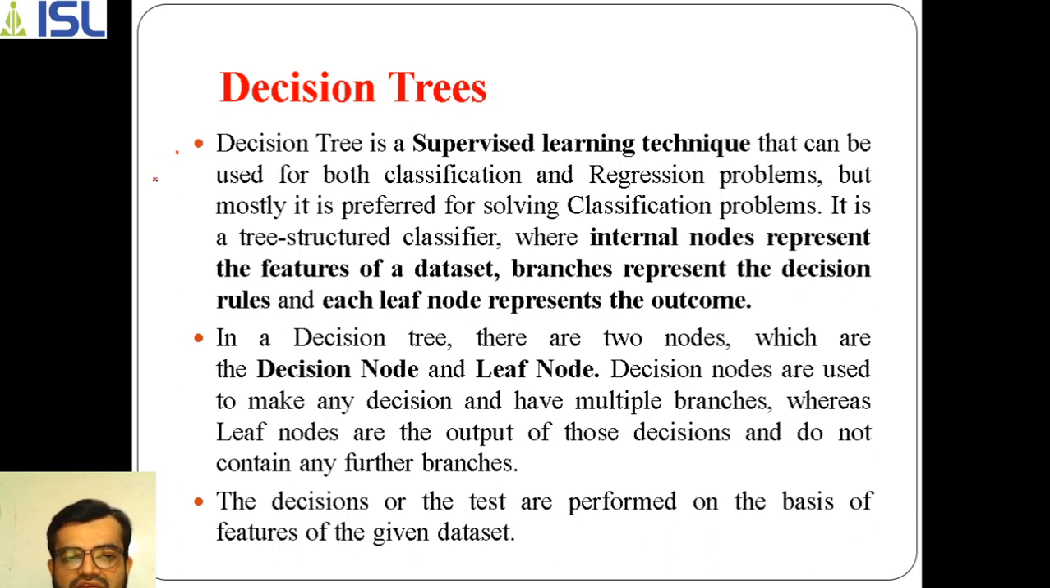So what are these decision trees? These decision trees are a supervised learning algorithm that is used in classification as well as regression problems. But mostly it is used for classification problems, because the type of output we expect from a decision tree is based on classification instead of regression. That's why more focus will be given to classification problems only.